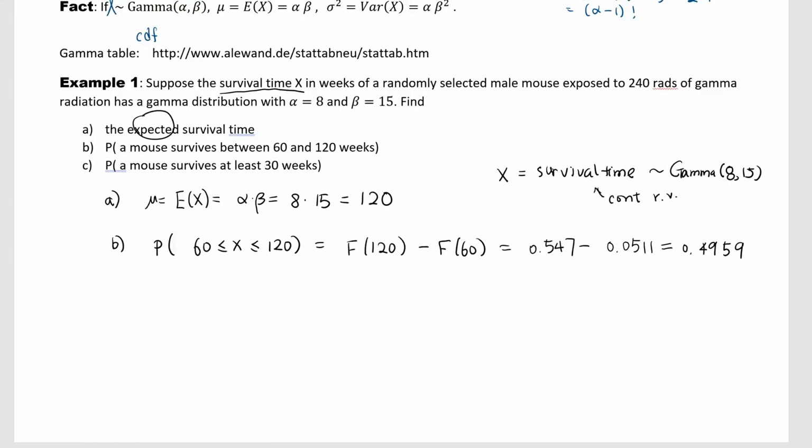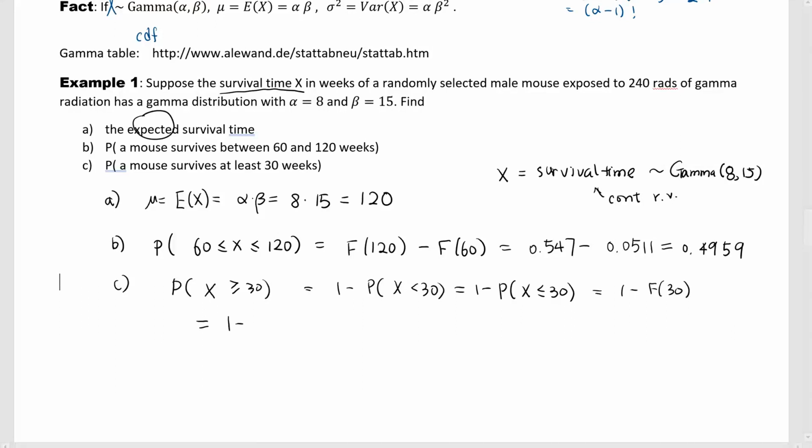Okay, so you can try to pause here and do part C. Are you done? Okay, a mouse survives at least 30 weeks. At least, so that's greater than or equal to 30 weeks. We use the CDF to calculate, so we want to change greater than or equal to less than. The complement of that is less than, but because for a continuous random variable the endpoint does not matter, less than is the same as less than or equal. So this is 1 minus F of 30.